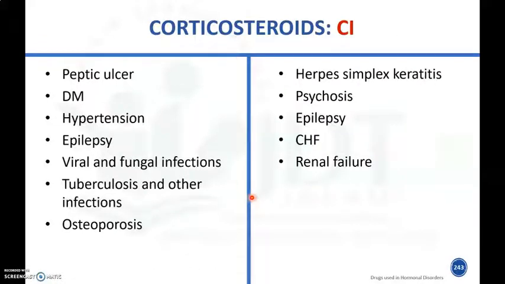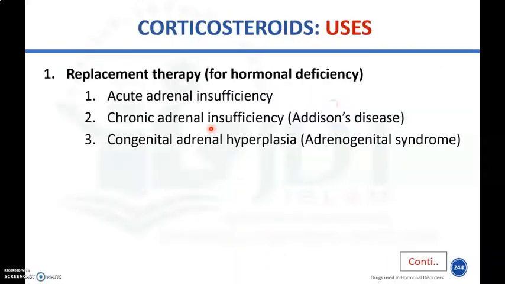Now, what are the contraindications of corticosteroids? We cannot use, or we have to take precaution while using, corticosteroids in patients who have peptic ulcer, diabetes mellitus, hypertension, epilepsy, viral and fungal infection, tuberculosis as well as other infections, osteoporosis, herpes simplex keratitis, psychosis, congestive heart failure and renal failure. So these are the contraindications, or we have to take precautions while using corticosteroids in these kinds of patients.